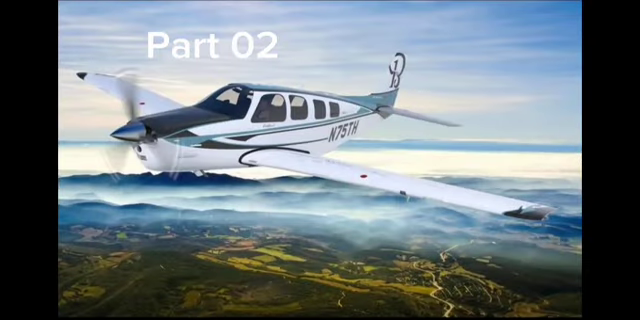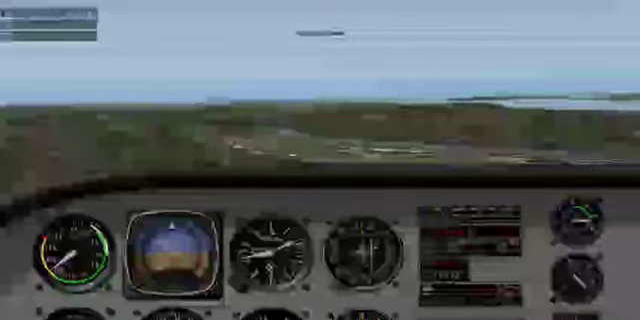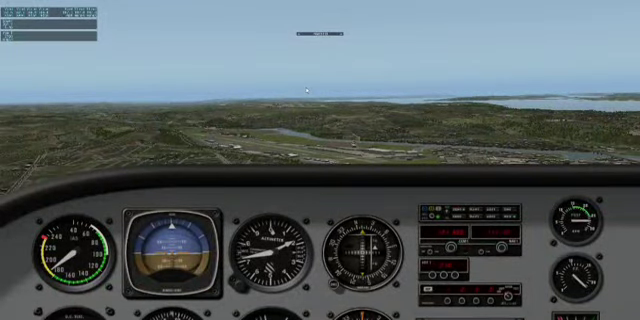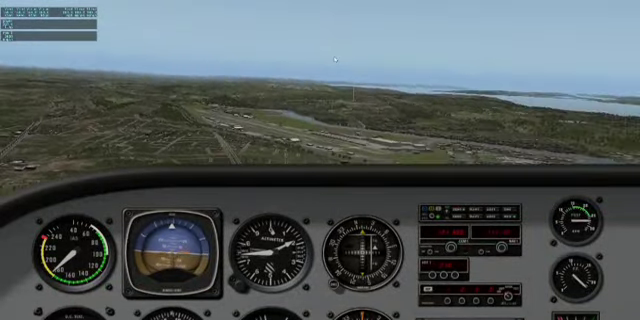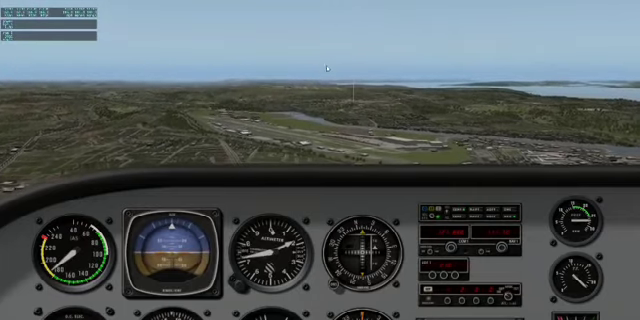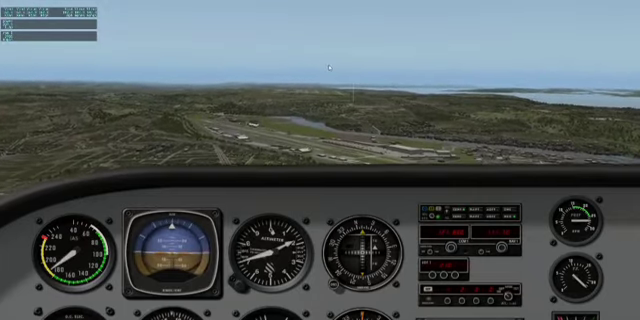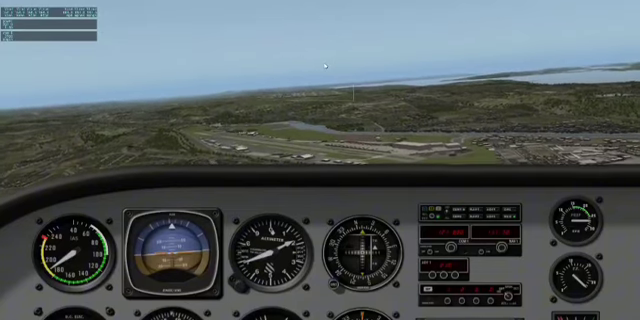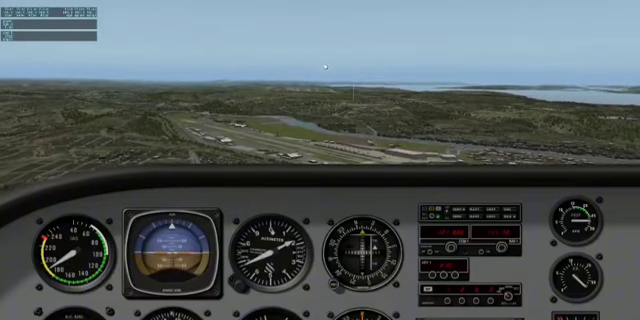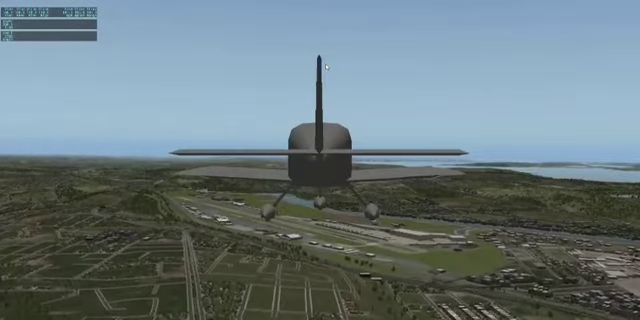For part 2, we'll be flying with an aircraft with 300 horsepower and a very short wingspan. As you can see, it's quite unstable. As we unpause the simulation, we are still flying cruise level. You'll see we're on the yellow arc.